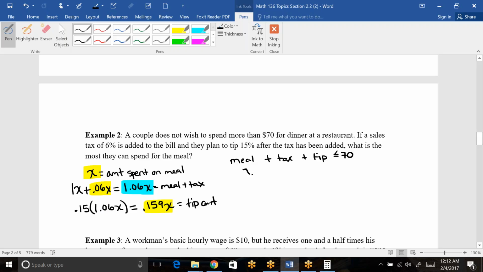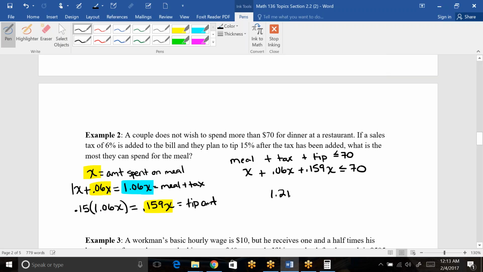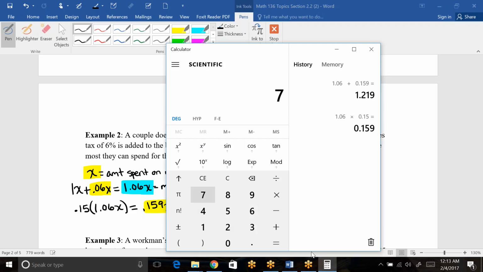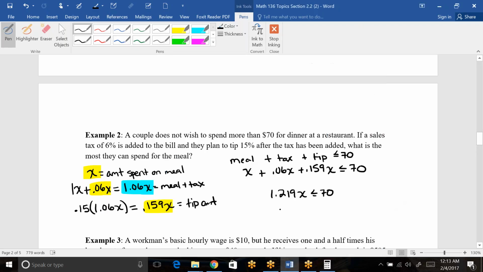equal to. So x plus 0.06x plus 0.159x less than or equal to 70. We add together our pieces. We already know it's 1.06 for meal and tax plus the 0.159. That's 1.219x less than or equal to 70, and we will divide 70 by that decimal, which is 57.42.